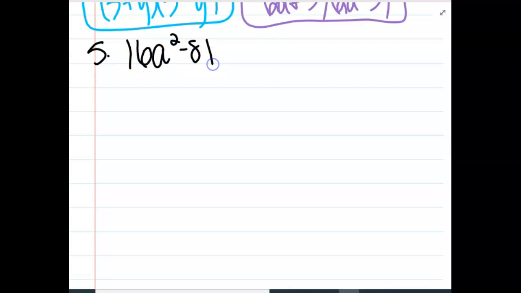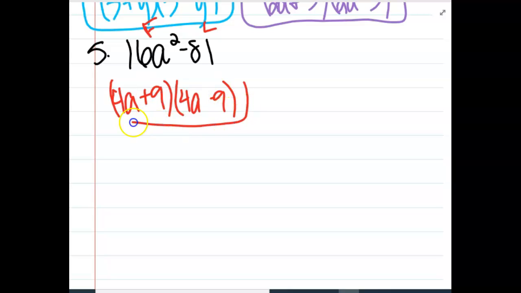16a squared minus 81. You always want to check for greatest common factor. Do 16 and 81 have anything in common? We want to check. There's not going to be anything there. So let's go ahead and factor it. To get my F, what times what gives me 16a squared? 4a times 4a. To get my L, what times what gives me a negative 81? Plus 9 and a minus 9.